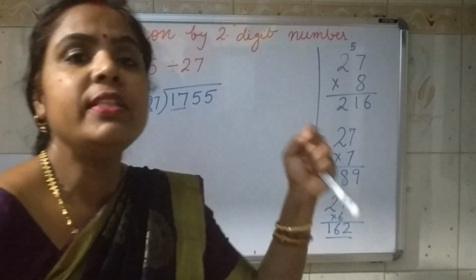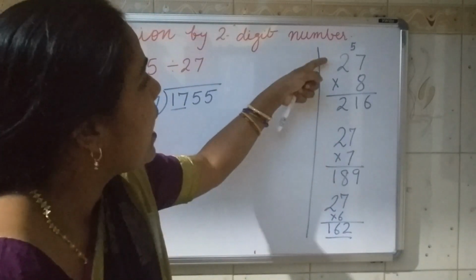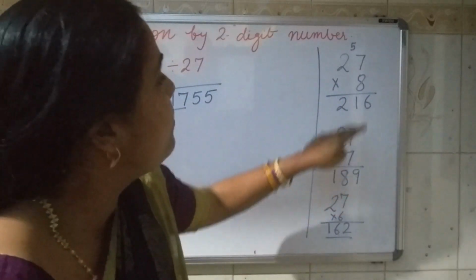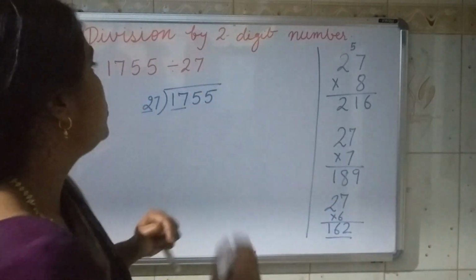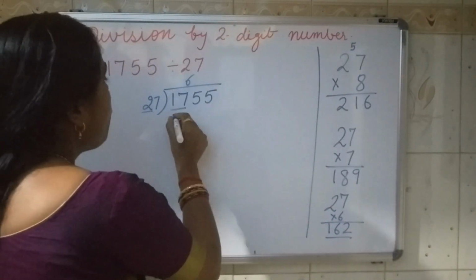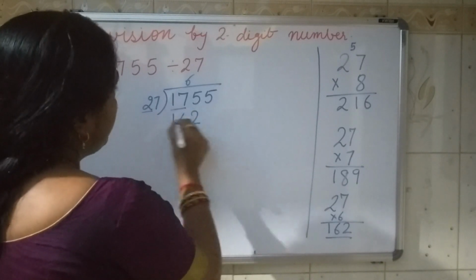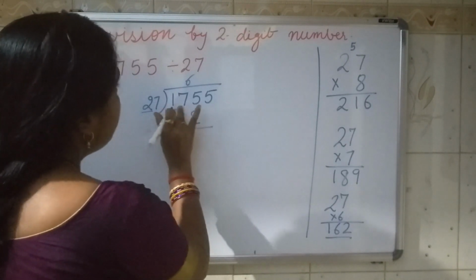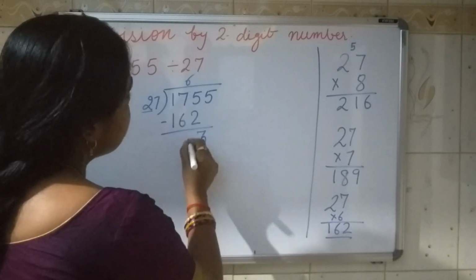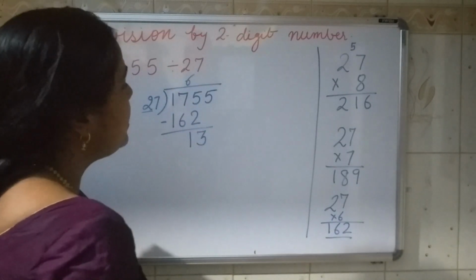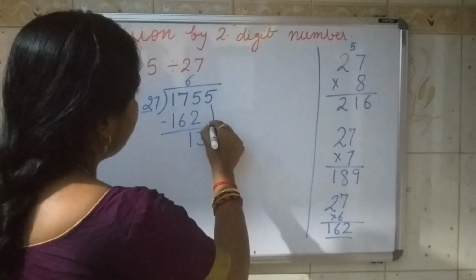So what I told you, this is called the try and hit method. I tried 3 different numbers, and which number is exactly applicable? 27 6s are 162. So we will go for 6 times, 162. Now we will subtract as we always do. 5 minus 2, it is 3. 7 minus 6, it is 1. Now 13, we will bring this number down, 5.